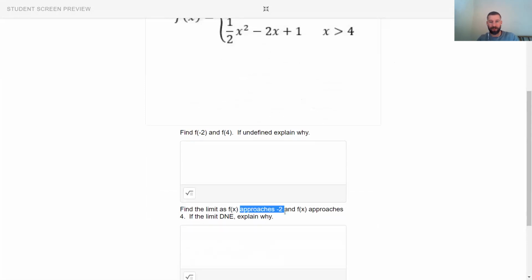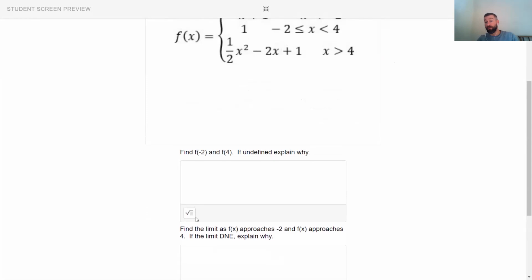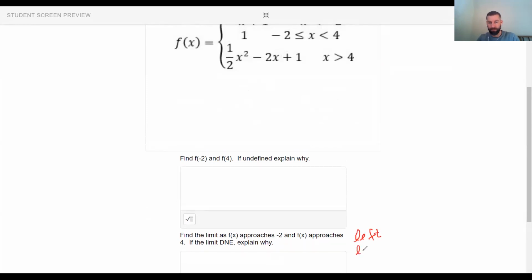as x approaches -2 and as x approaches 4, and if the limit does not exist, explain why. So really we're just finding our limits here. We'll only worry about the explanation if it comes up. But right now, I just want to focus on how do I find my limits? Well, remember that in order for a limit to exist, we need the left limit equal to the right limit.